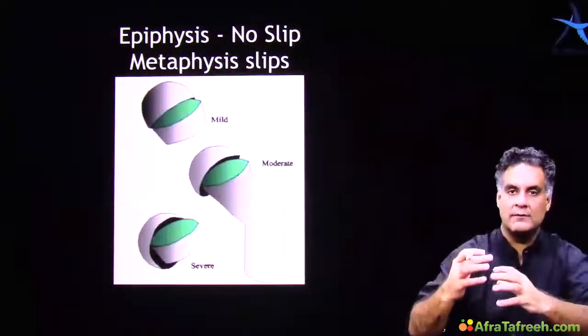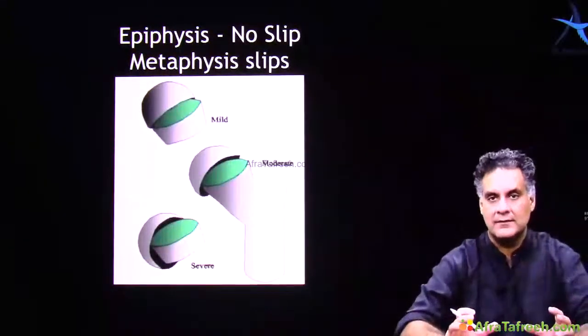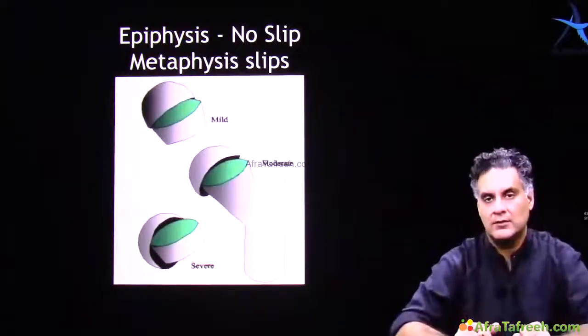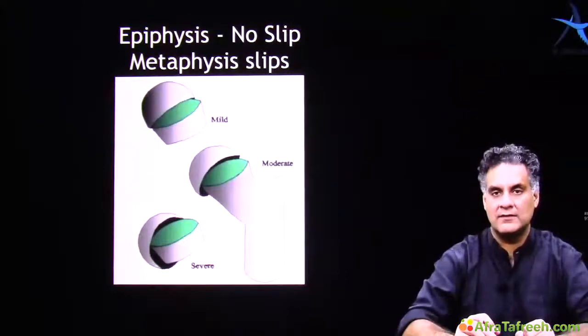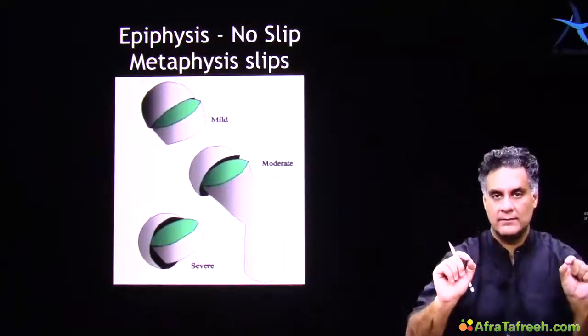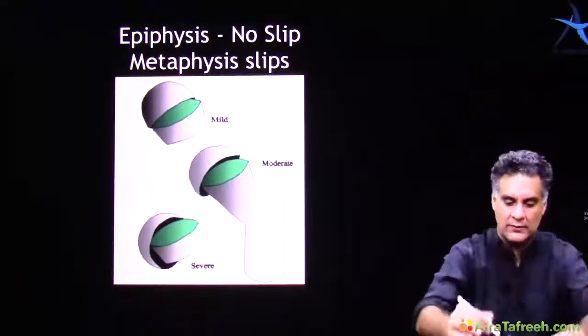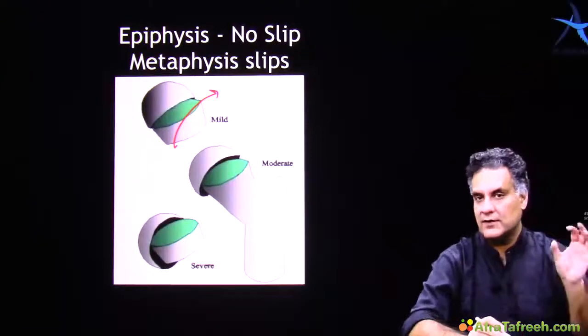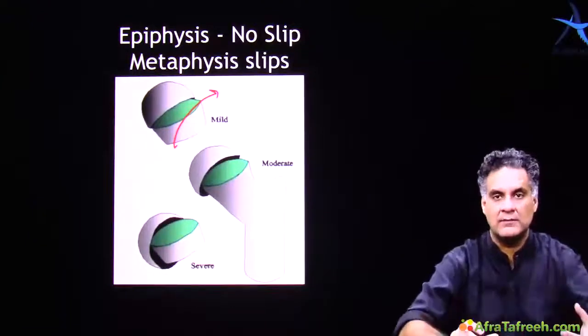When you go beyond, between 11 to 20, there can be a movement between the epiphysis and metaphysis called as slipped capital femoral epiphysis. It occurs in the growth spurt. It's a misnomer. The epiphysis does not move. It is the metaphysis that moves. It is associated with hormonal disorders like hypothyroidism.